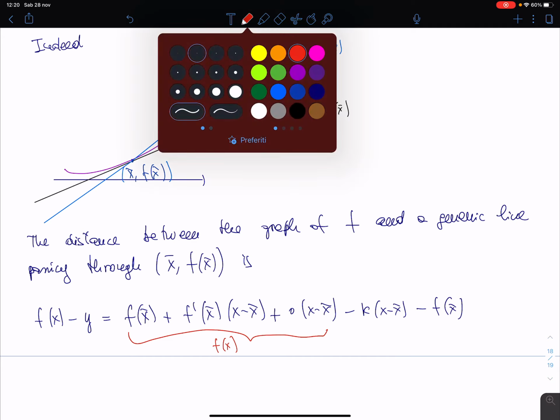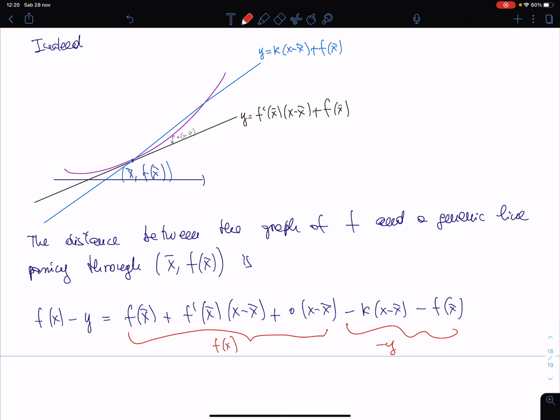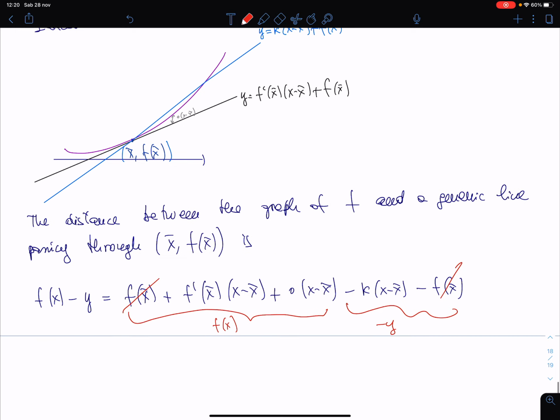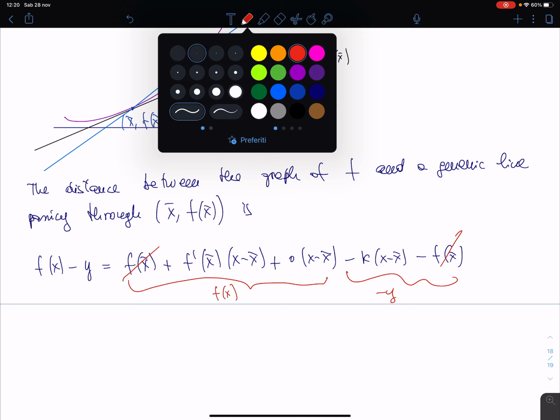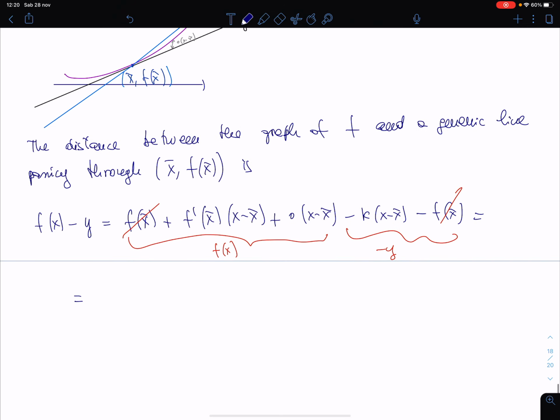And this is minus y, okay? So the two terms f of x bar cancel each other, and so here we have f prime of x bar times x minus x bar, I get x minus x bar, so I have f prime of x bar minus k times x minus x bar plus little o of x minus x bar as x goes to x bar.